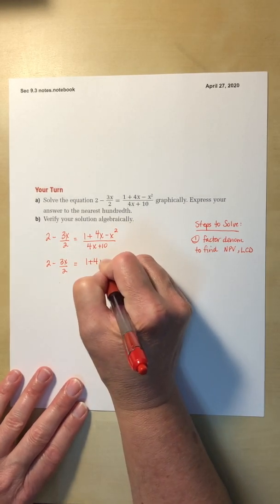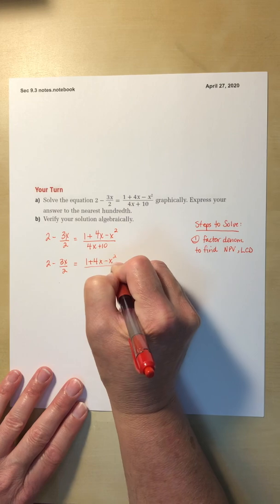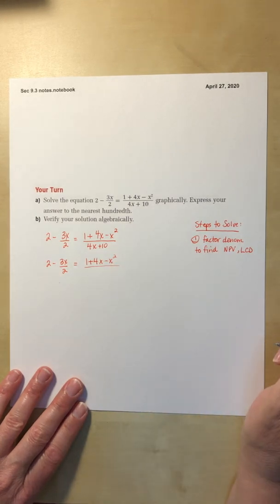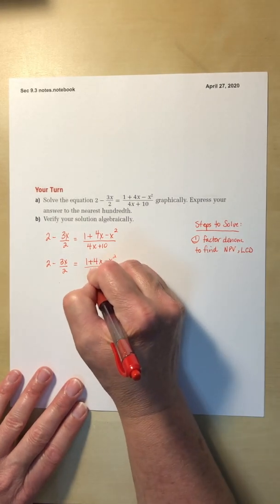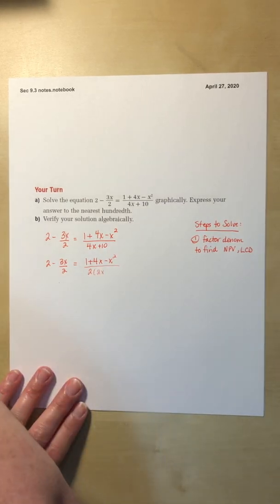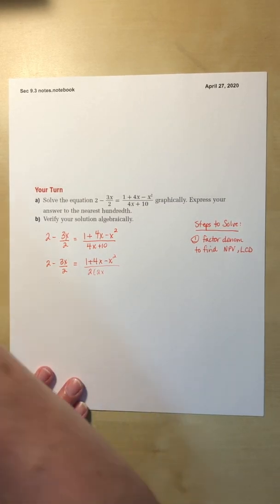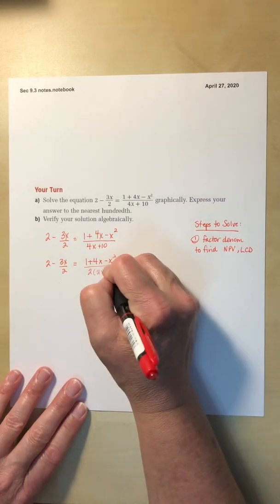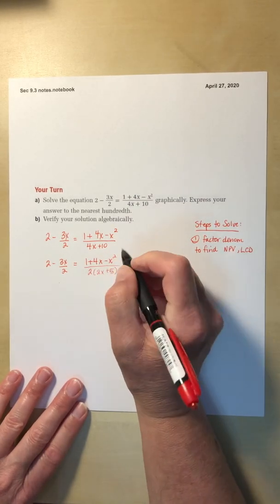We're focusing on the denominator, so I'm leaving the numerator alone. The denominator, there's a common factor of 2. And my pen's dying on me. 2x plus 5.